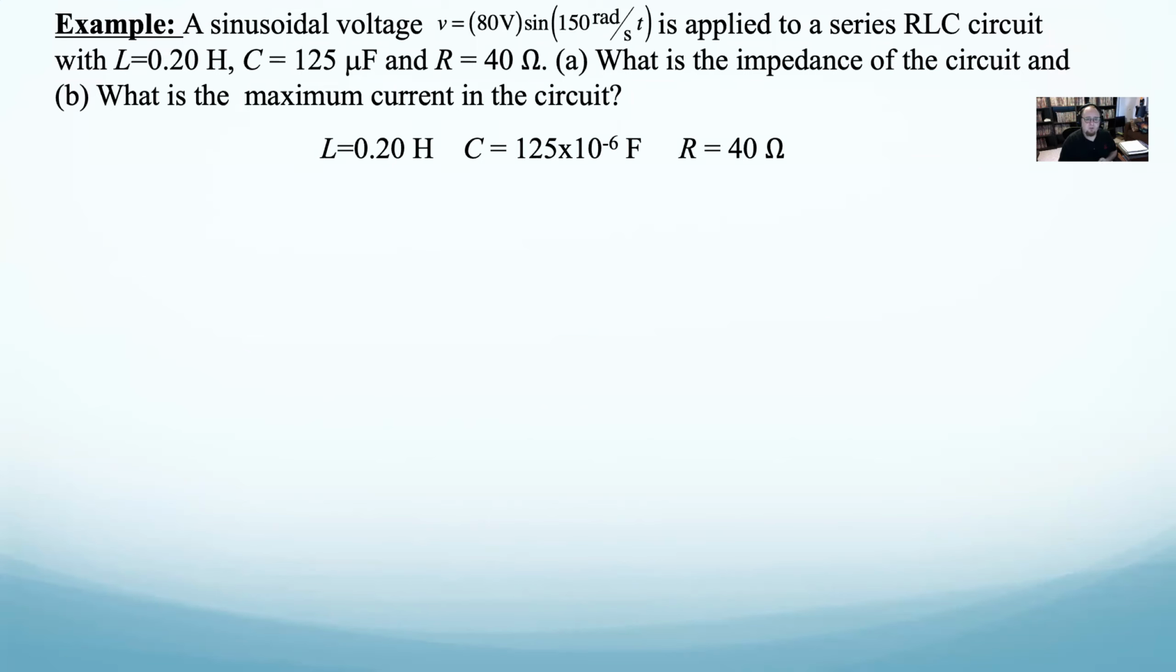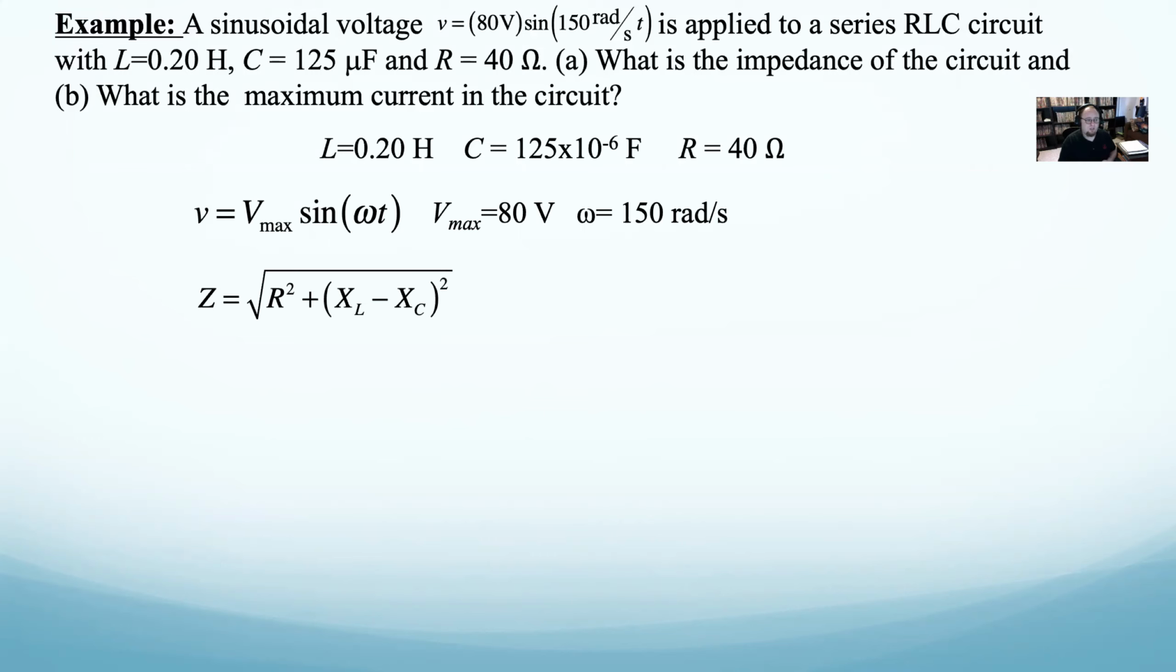So what I would say is the voltage as a function of time is given as V max sine omega t. What that means is V max is 80 volts and omega is 150 radians per second, because that's what I have up top there. Now, if I want to find the impedance, impedance follows this equation, which means I first have to find X of C and X of L.